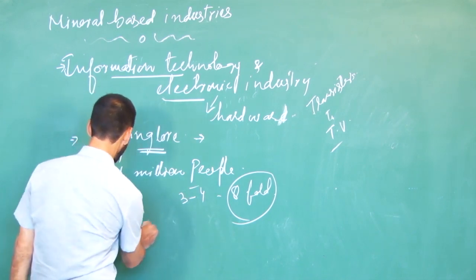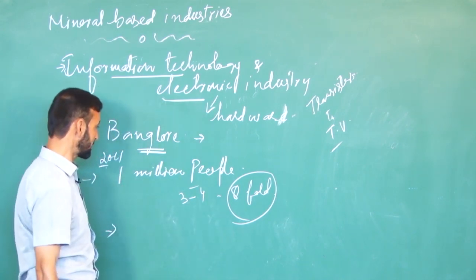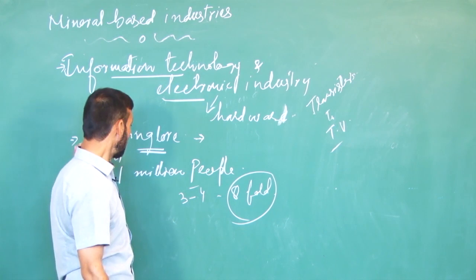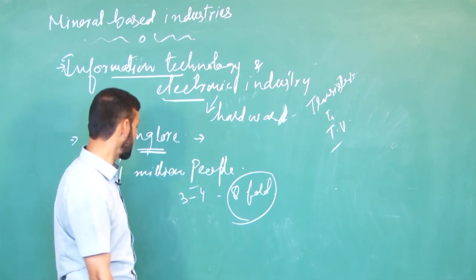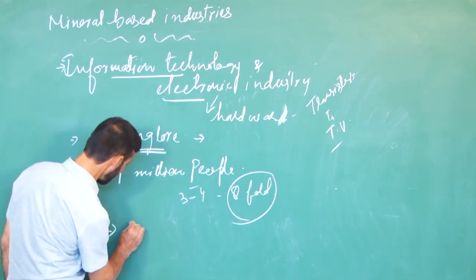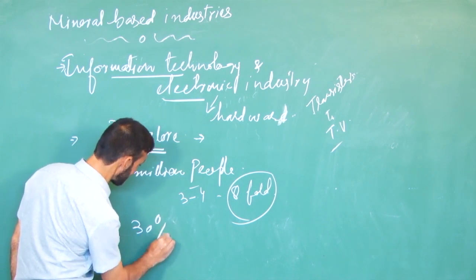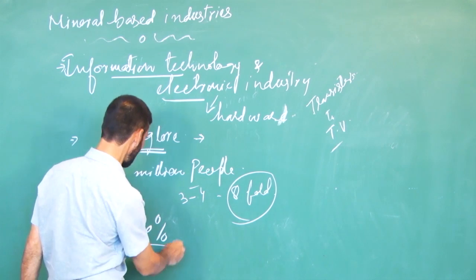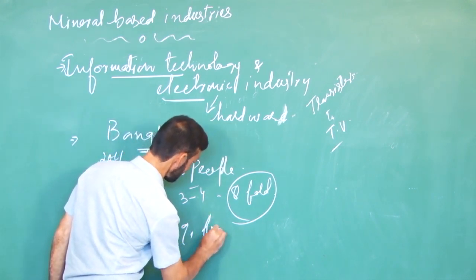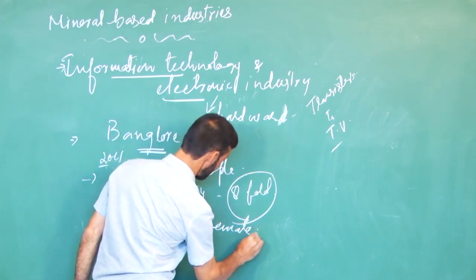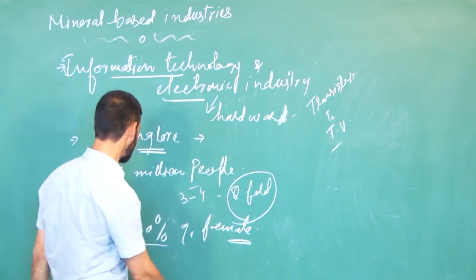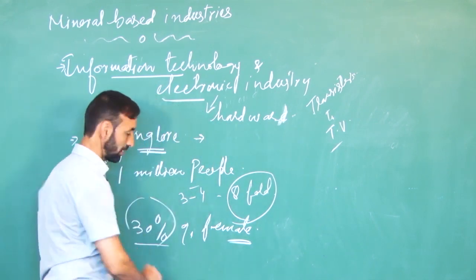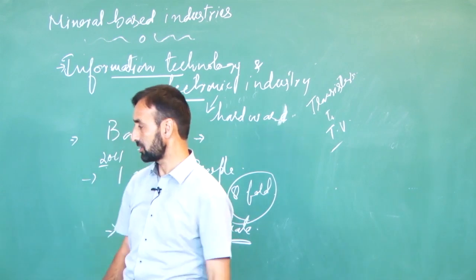But that was possible due to this electronic industry and information technology. Now, it has been estimated that, as I already told you, 1 million people have been employed by this industry. From this 1 million, 30% is that industry which has given the employment to females. Females have got 30% job in this industry, that is information technology.